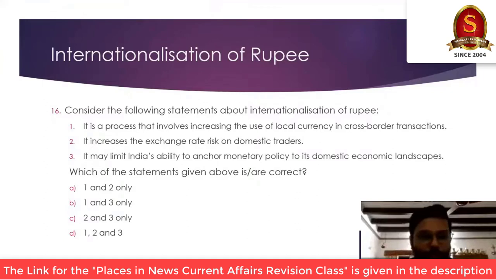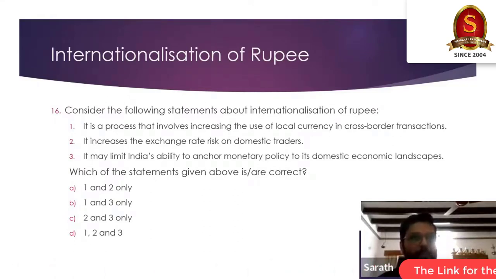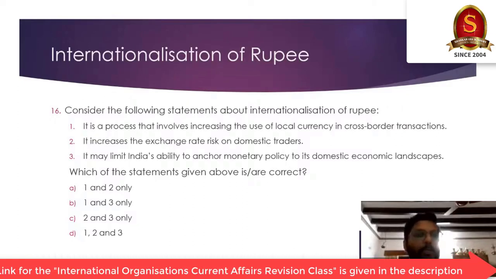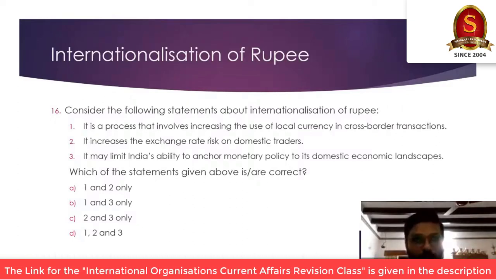It is a process, internationalization of the rupee. It is a process that involves increasing the use of local currency in cross-border transactions. Correct. It increases the exchange rate risk on domestic traders. In fact, it is the opposite. When does the exchange rate risk come in? When we are dealing in foreign currency. If there is a depreciation of Indian currency, then payment in foreign currency becomes that much harder. So the exchange rate risk on domestic traders is greater if you are dealing in foreign currency, whereas if you are dealing in Indian currency, the risk is reduced to a large extent. So the second statement is wrong. It decreases the exchange rate risk on domestic traders is the correct statement.